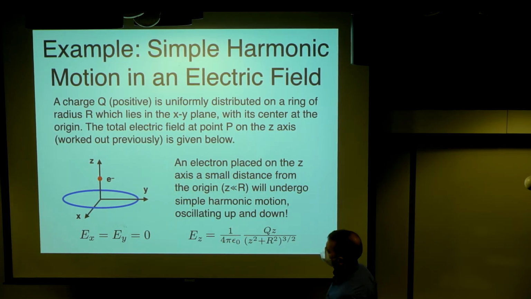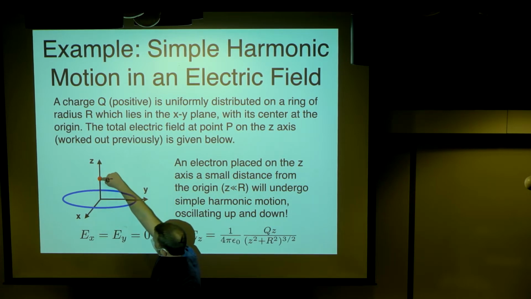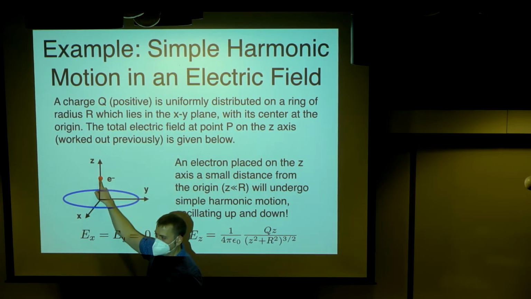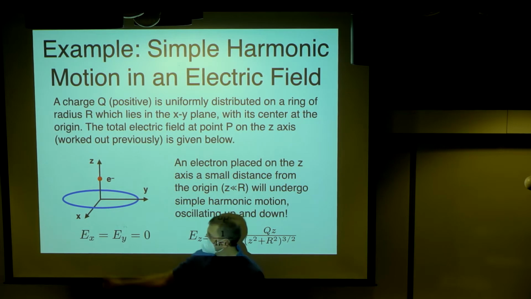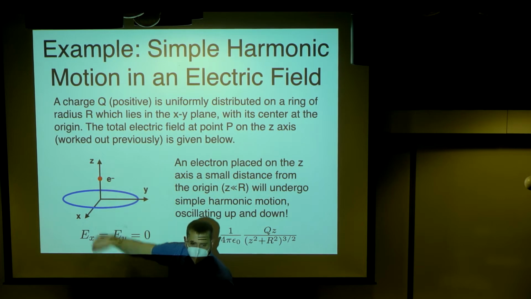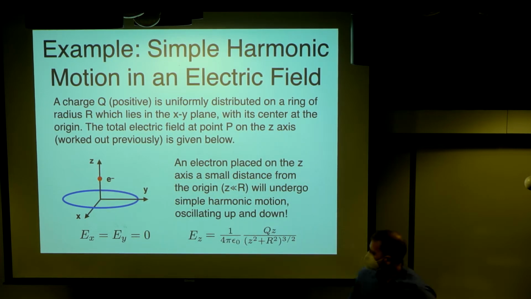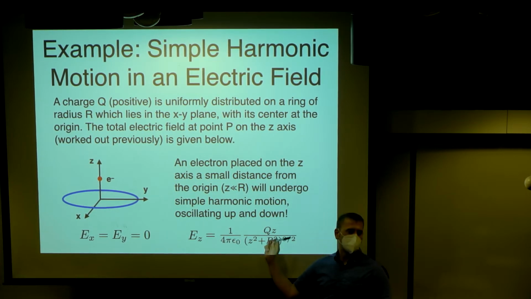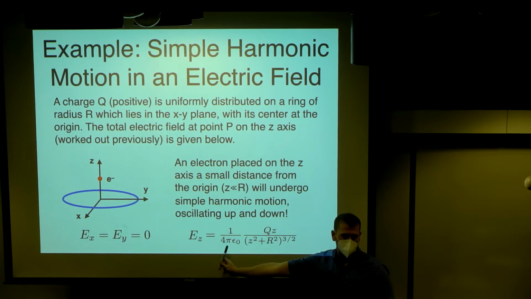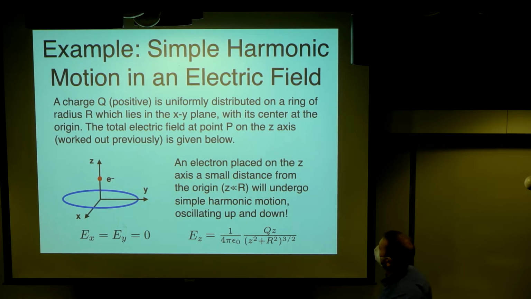And remember, we found that the x component, as long as we're talking about a point on the z-axis, is equal to 0, and so is the y component. So if we're at some point on the z-axis, there's only a z component for the electric field. So it's either just pointing straight up like this or straight down like that. And we worked out a formula for that z component, which is given here. Okay? I know that's probably not looking like the most familiar thing in the world, but remember, we did work this out last week. Okay, so that's the formula for the electric field in this situation.